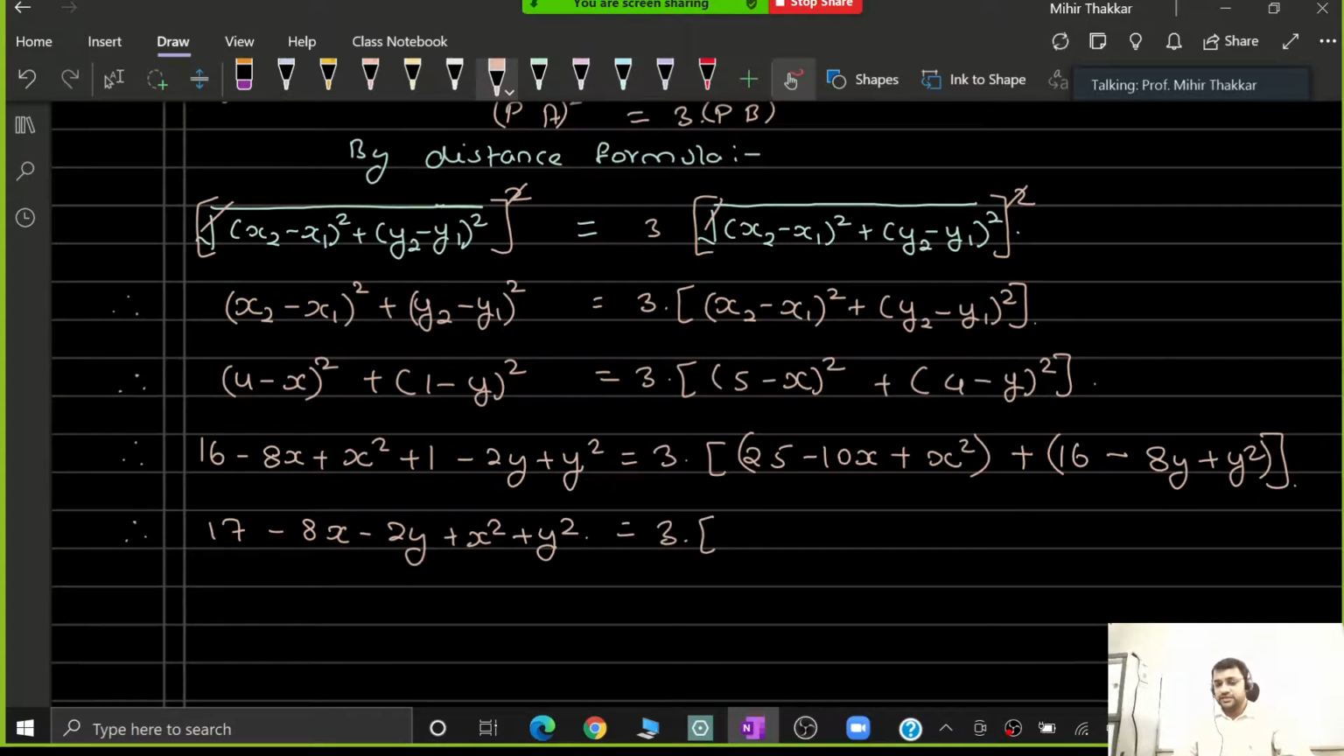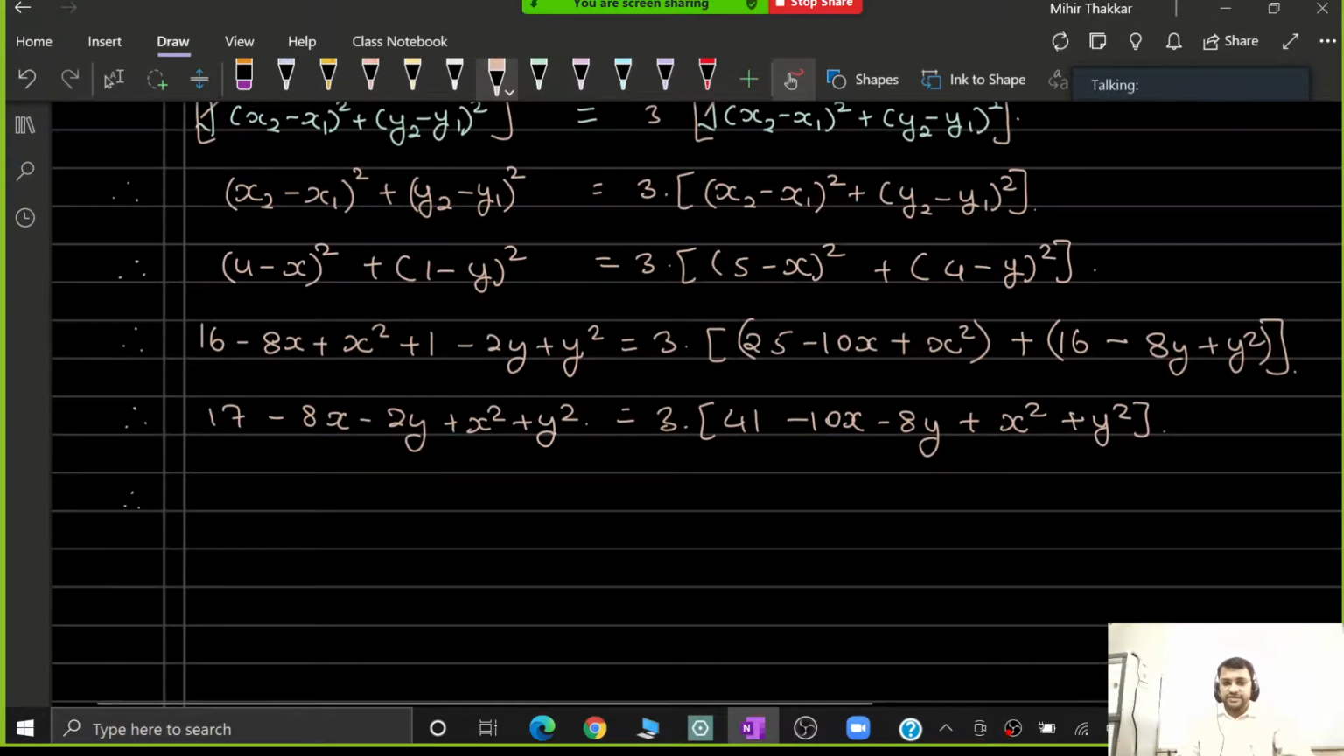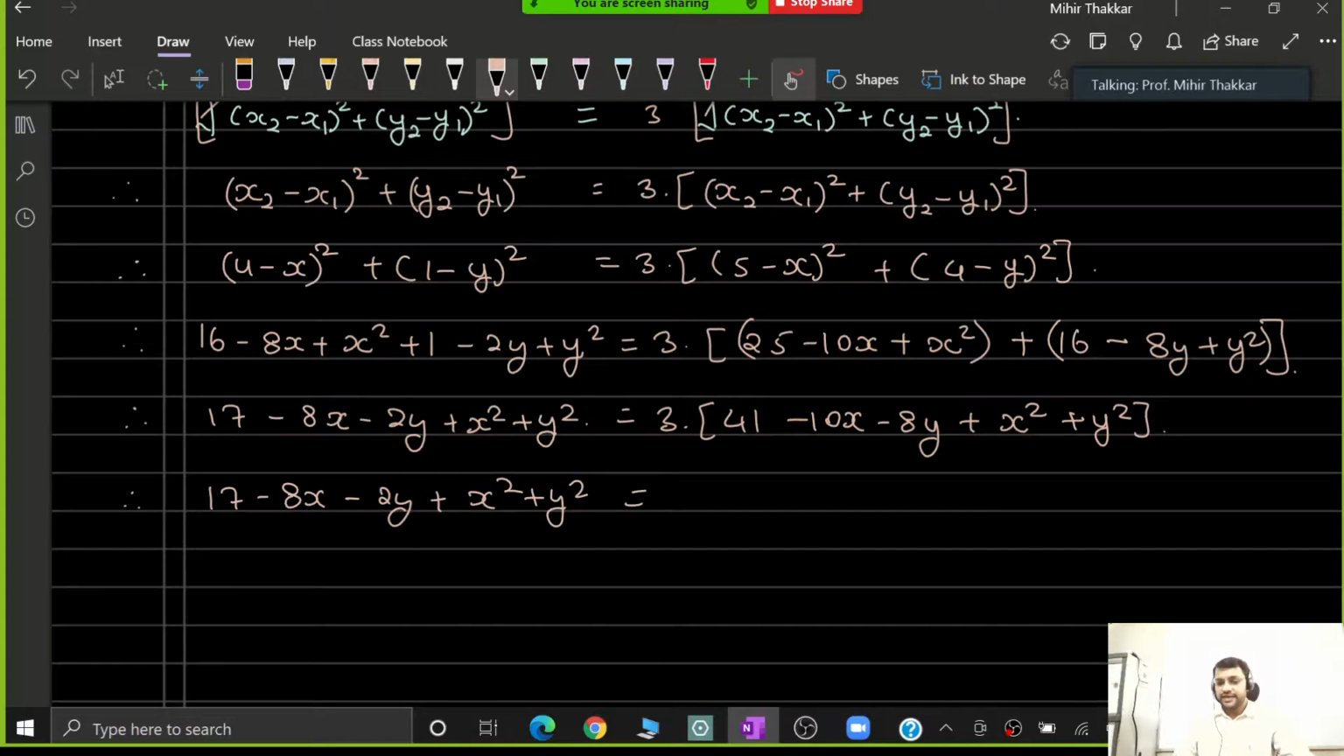25 and 16, they both will get added. So 25 and 16 will give you 41, minus 10x minus 8y plus x square plus y square. Then left hand side no change, plus x square plus y square. Right hand side, the number 3 will get multiplied inside the bracket to each and every term.